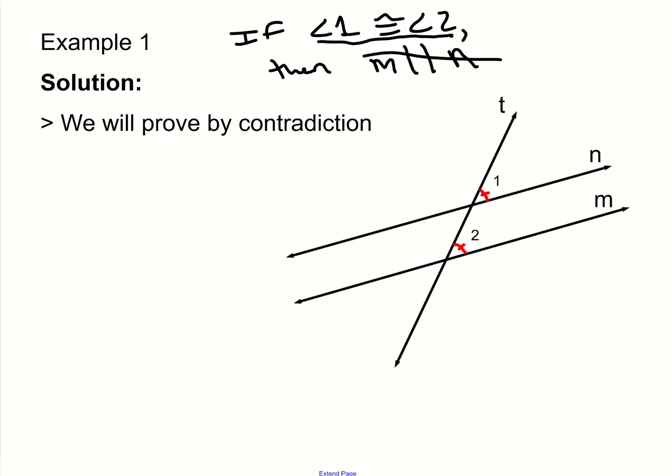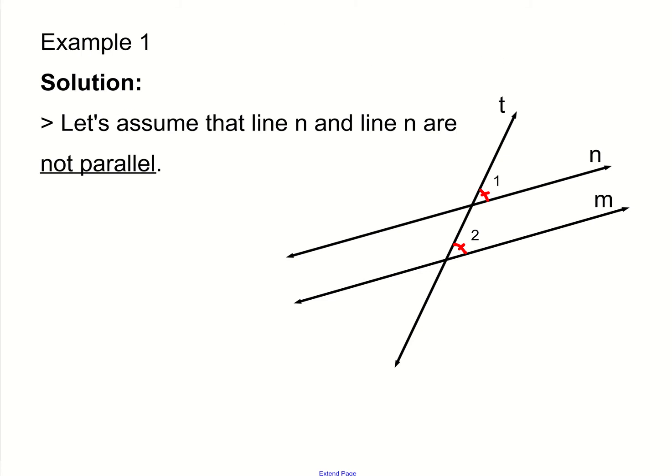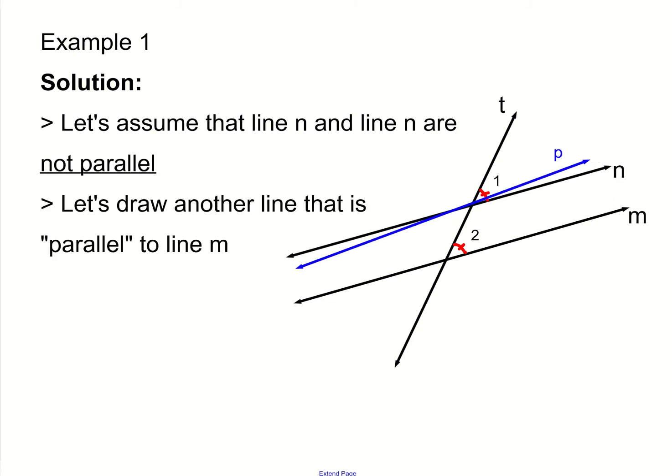Okay, so we're going to start with that. So suppose that N and M are not parallel. So if they're not parallel, then that means that there has to be a line that is parallel. So we're going to draw another line that is parallel to M, and we'll call that line P. Okay, so suppose line P is parallel to line M.